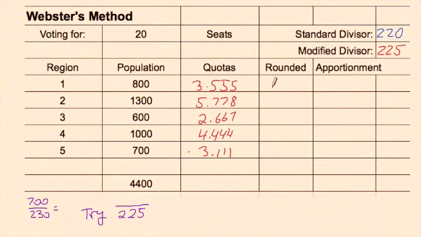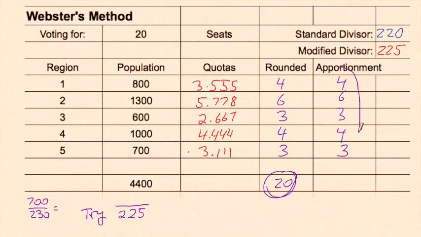Alright, so if we round, this becomes 4, 6, 3, 4, 3. That's 10, that's 17, 18, 19, 20. So we got our 20. Alright, so our apportionment is literally going to be the 4, the 6, the 3, the 4, and the 3. And these would be how many representatives represent each one of these regions in this town by Webster's method.